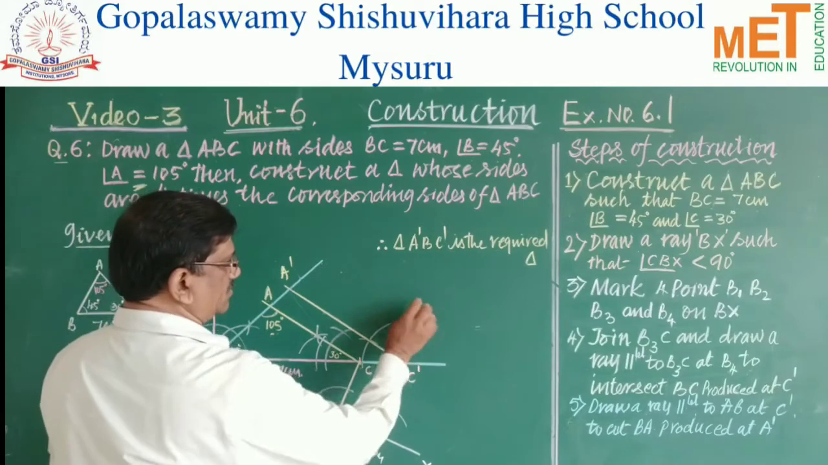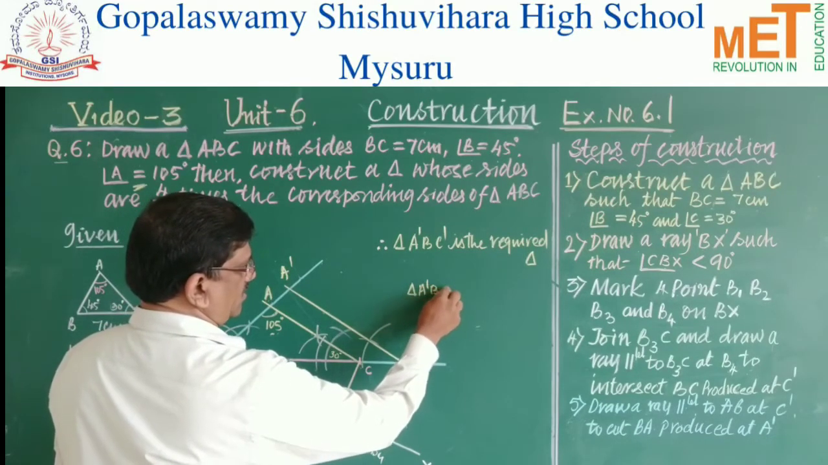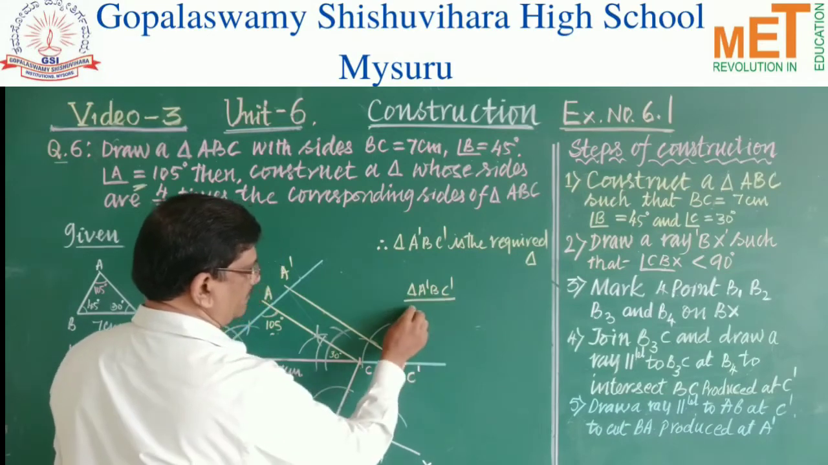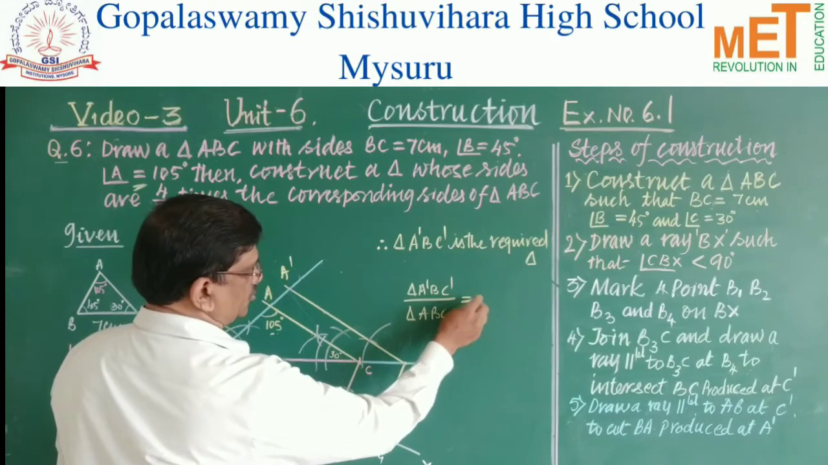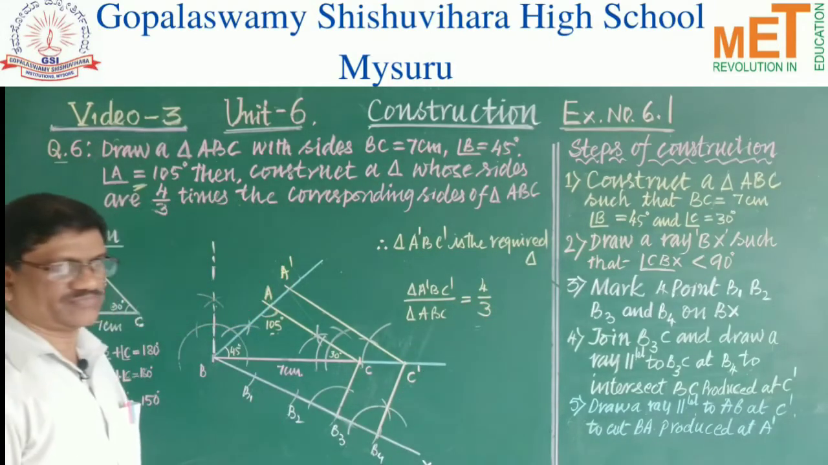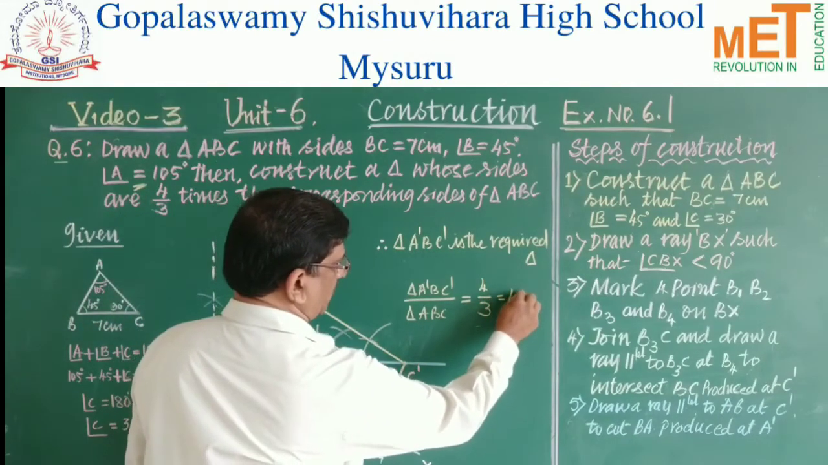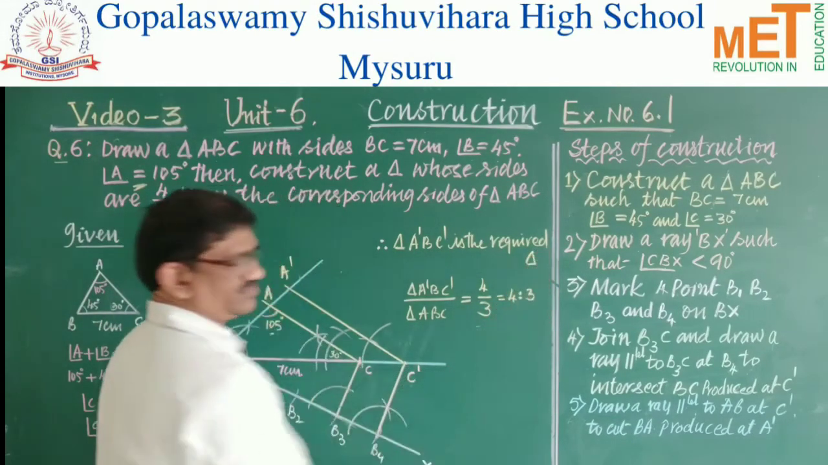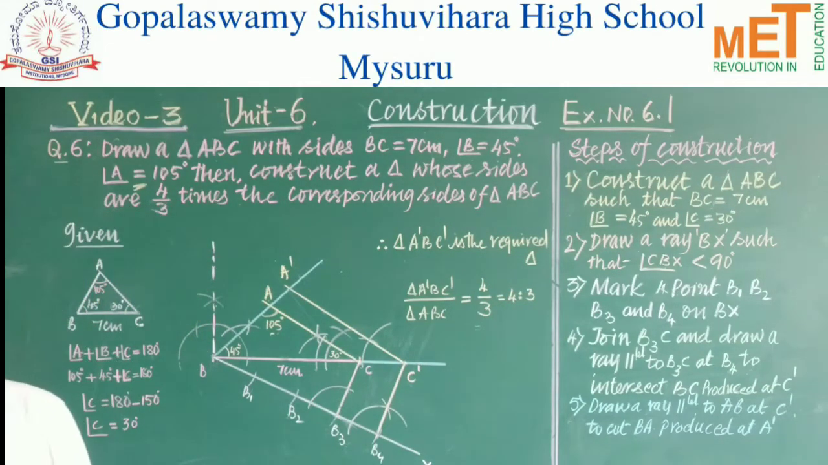So how it will be? That is triangle A dash B C dash divided by triangle ABC. They are in the ratio of 4/3, that is equal to 4:3. Understood, children? Okay, take down.